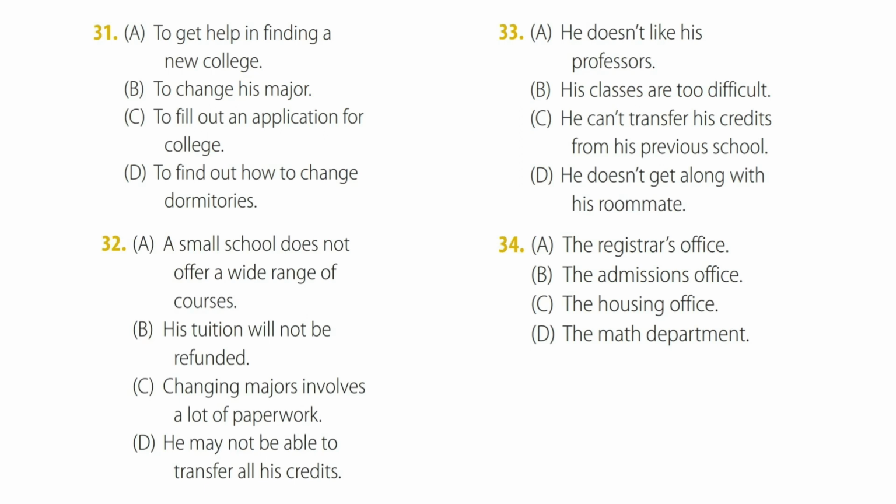Number 31. Why does Steve visit the counselor? Number 32. What is one possible problem the counselor points out to Steve? Number 33. What is Steve's main problem in adjusting to his college? Number 34. Where will Steve probably go to get his problem solved?